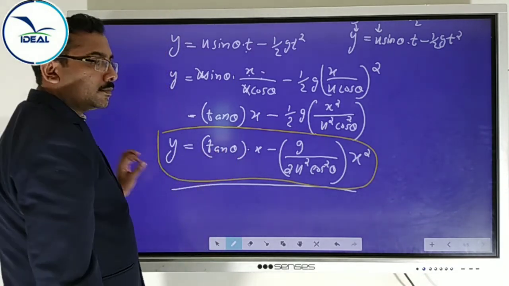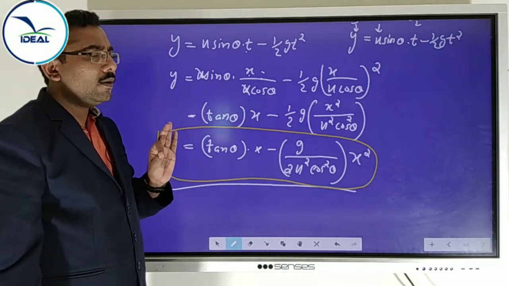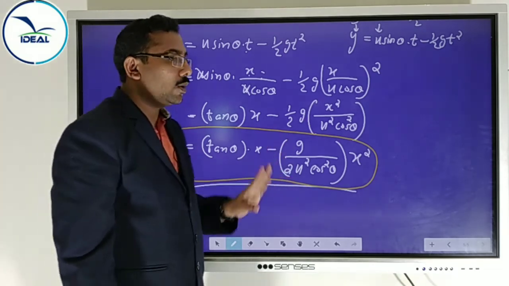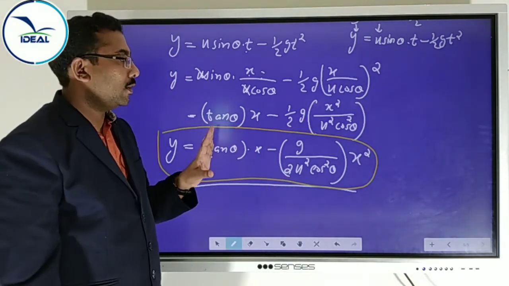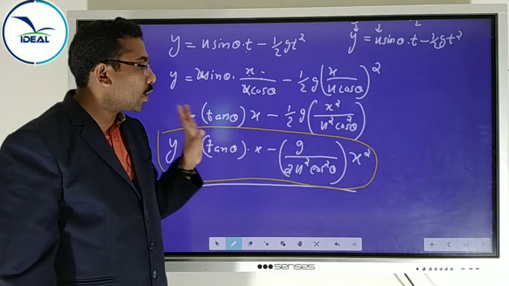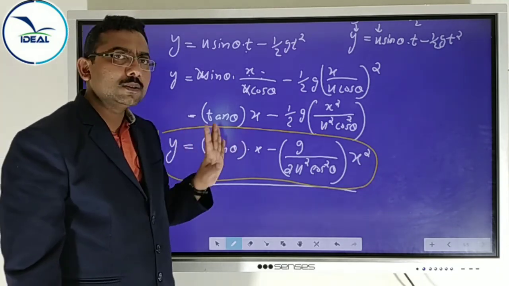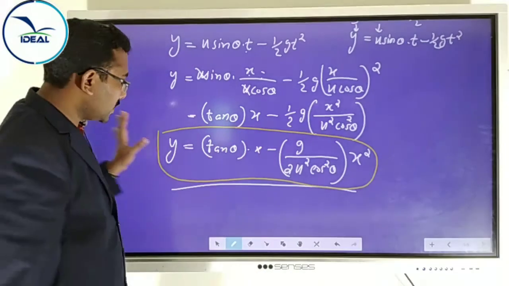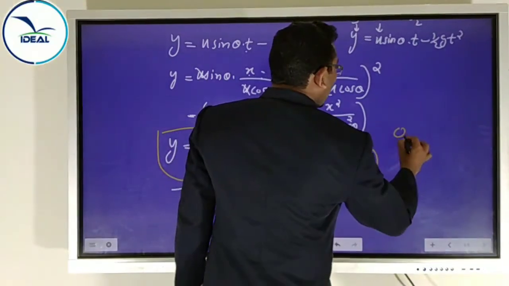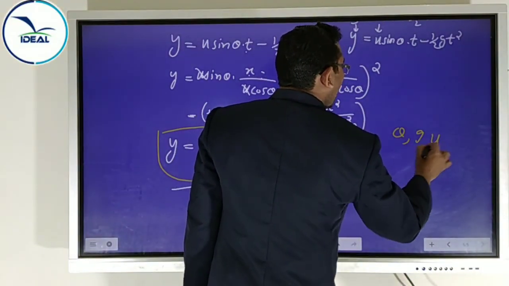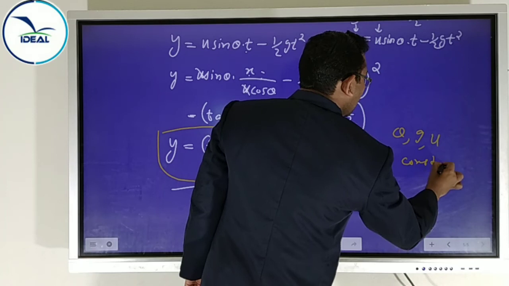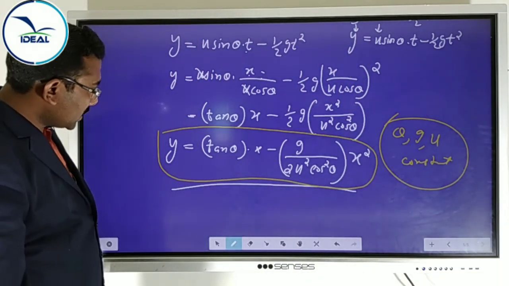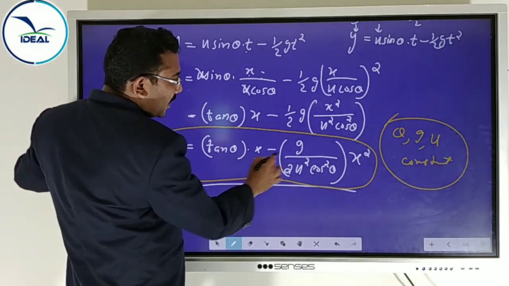Theta, the angle of projection. For one projection, theta is constant. u, initial velocity. For one projection, it is also constant. g is constant at a place. Therefore, theta, g and u are constants. Then what are the variables? x and x square.